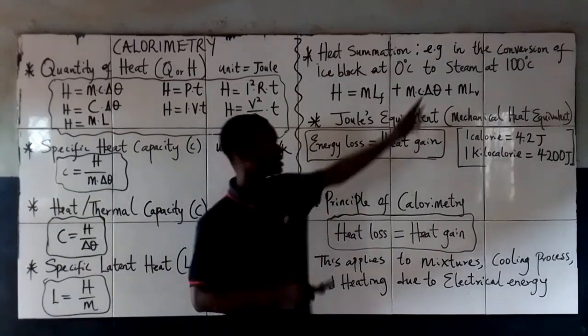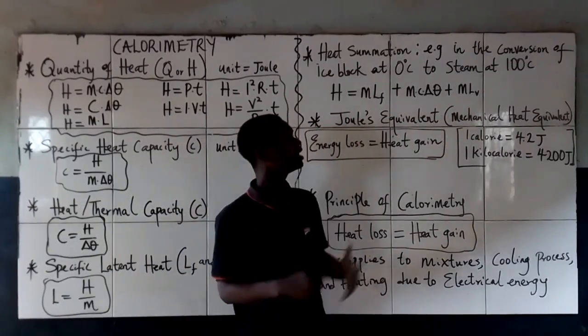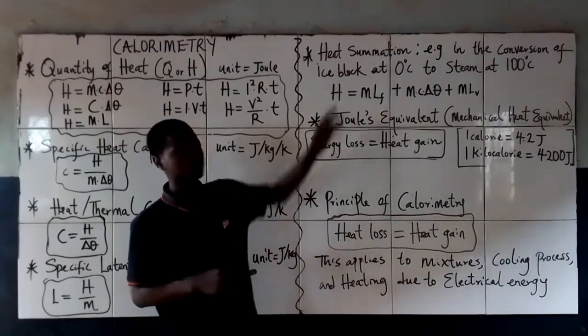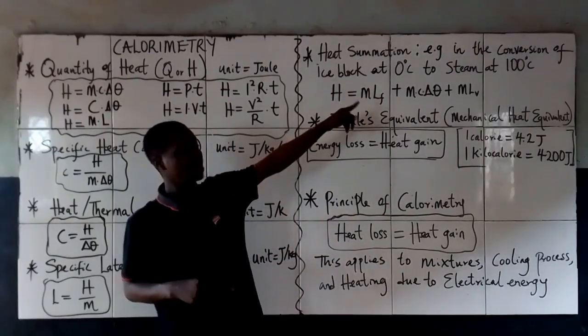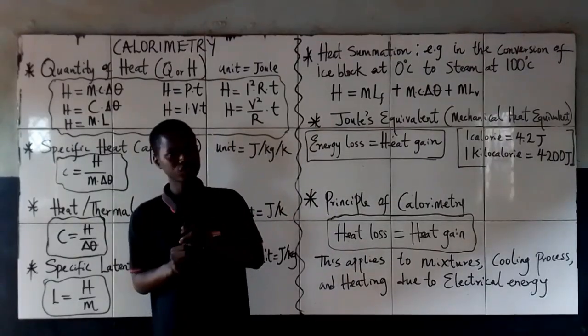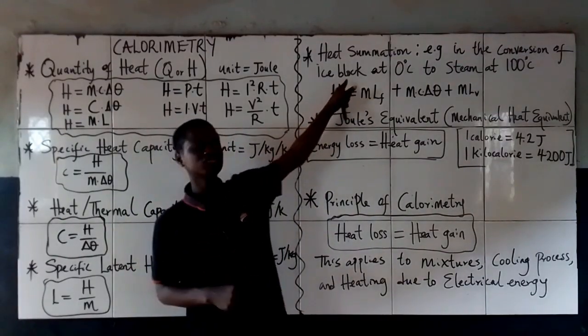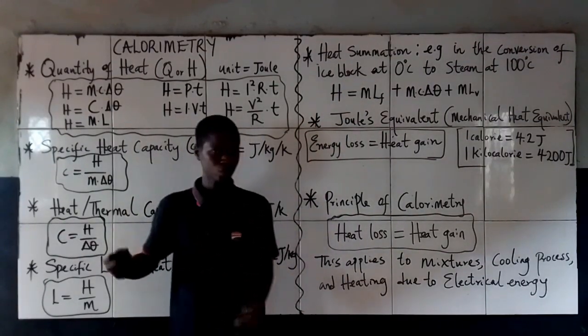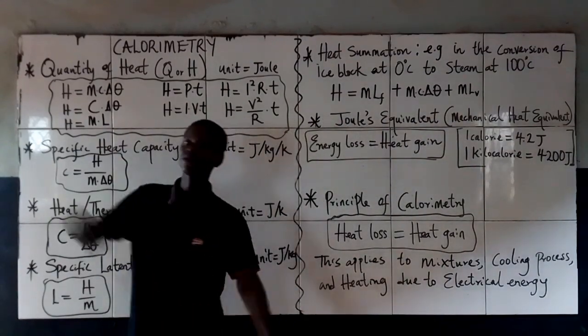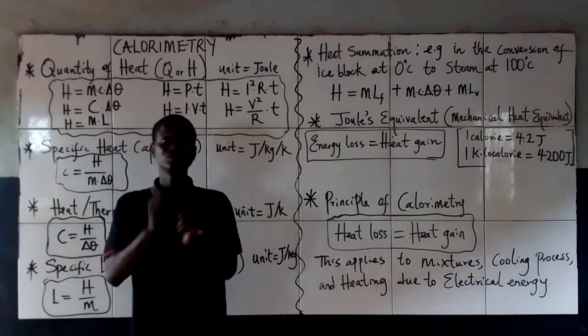Now take for instance the example I cited here. I said in the conversion of ice block at 0 degrees Celsius to steam at 100 degrees Celsius. Now ask yourself, what is the initial? Ice block. What is the final? Steam. You know that from ice block state to steam state, different things occur.